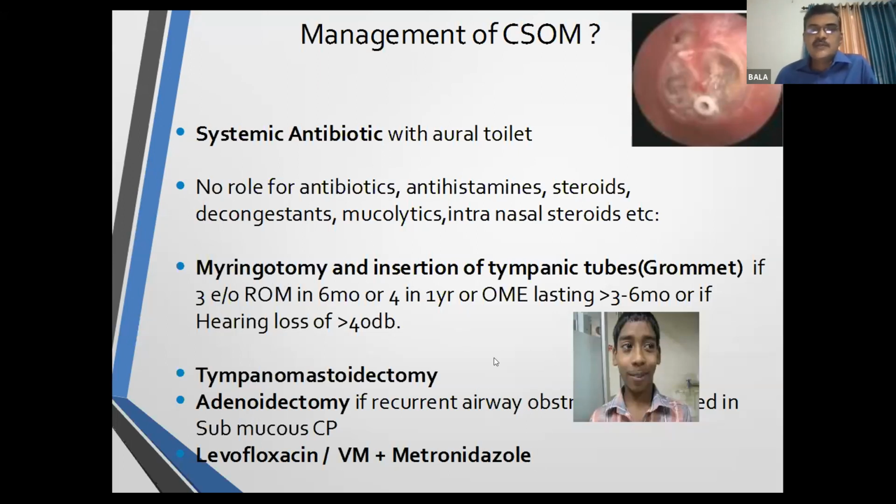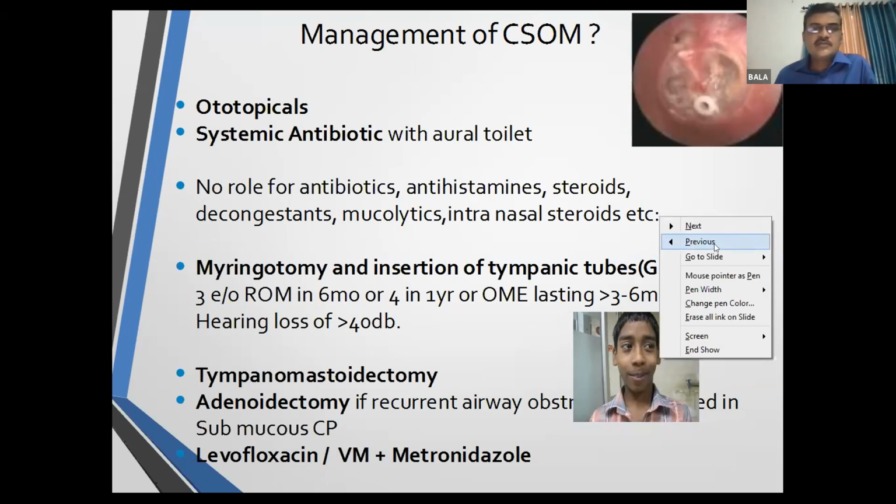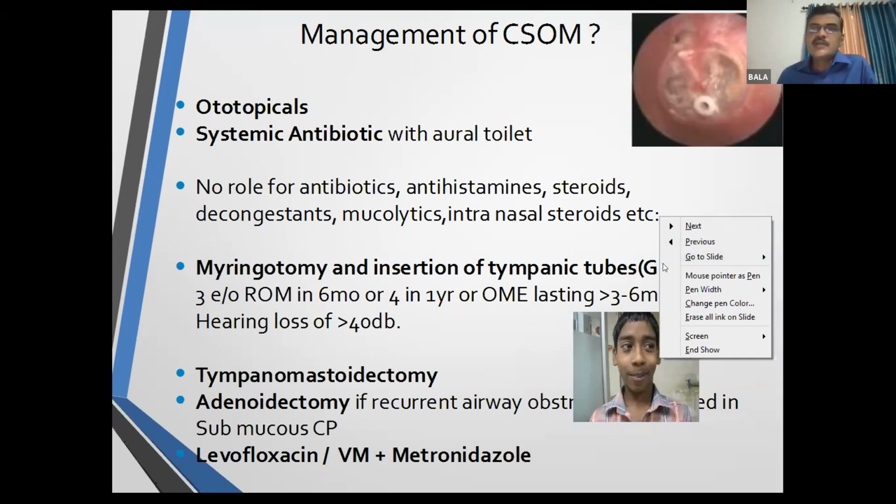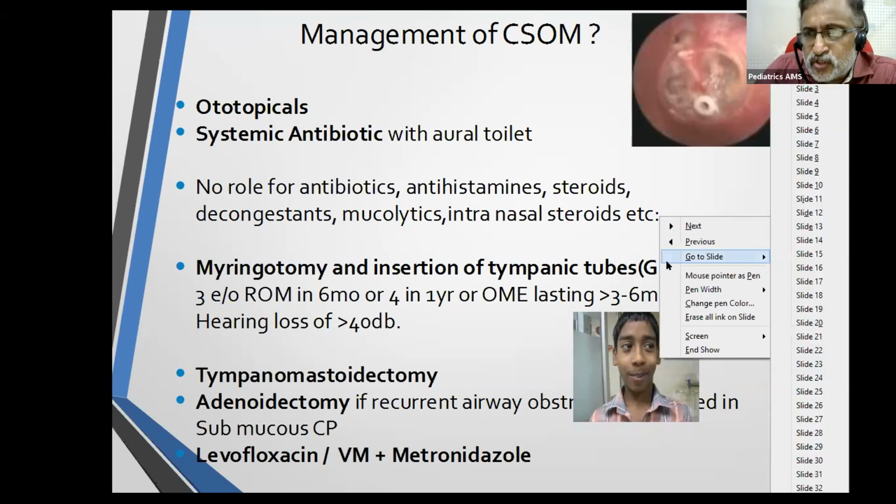You can do myringotomy and insertion of grommet tube if there is recurrent otitis media, like 3 episodes in 6 months or 4 episodes in 1 year, with the last 1 episode within the last 6 months. And also one indication is hearing loss of more than 40 decibels. When you do the impedance audiometry, if you get a hearing loss of more than 40 decibels, then you have to do it. And tympanomastoidectomy is a surgery if there is a complication like mastoiditis and other neurologic ones. That's in CSOM. Yeah, I'm talking about CSOM.